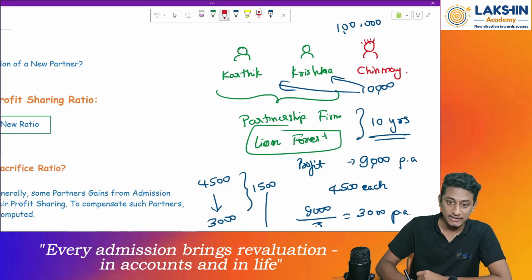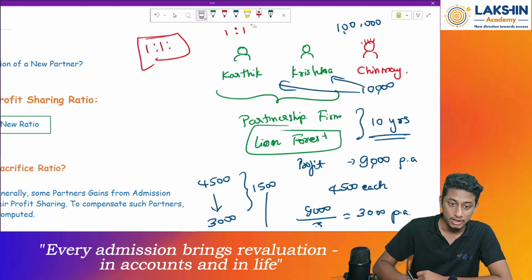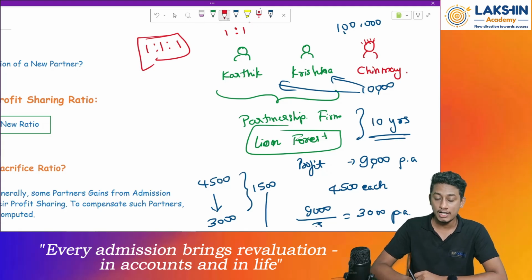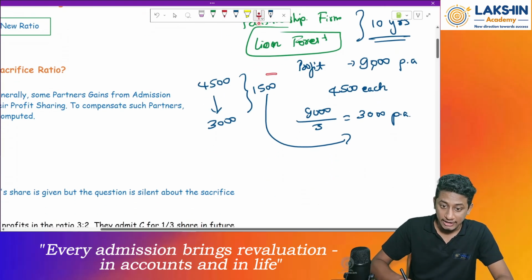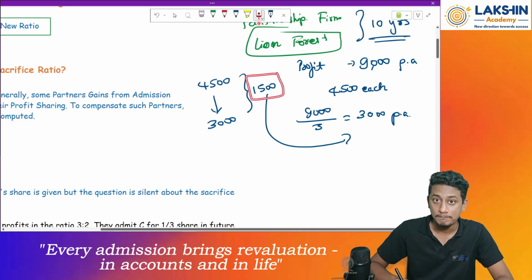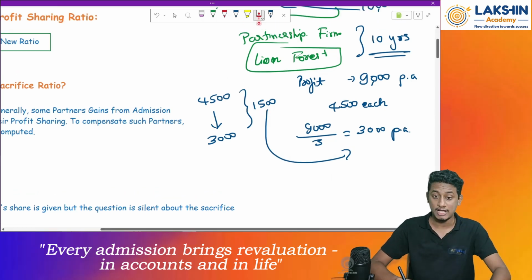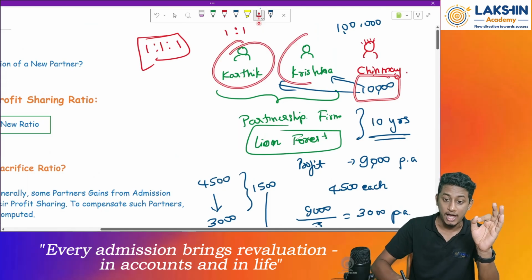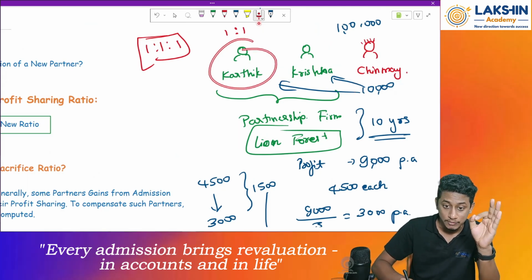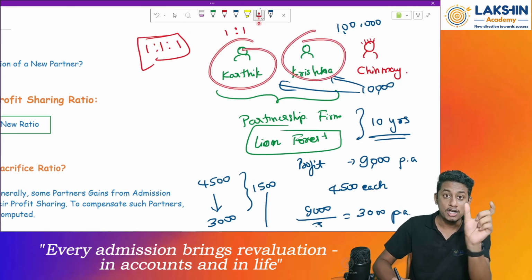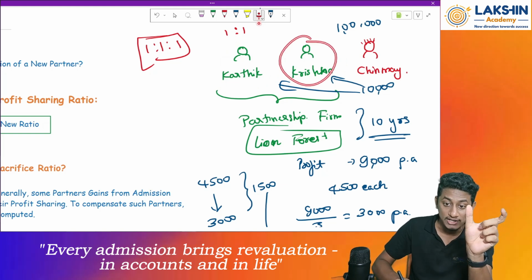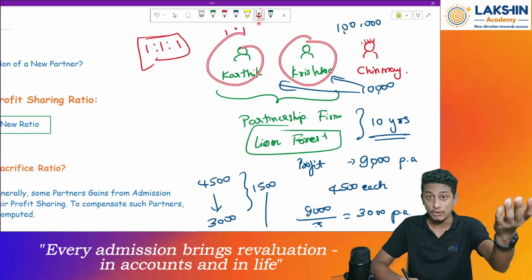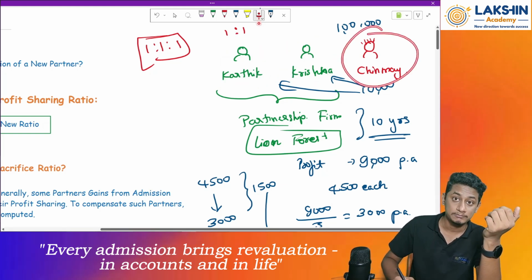If you see, it was 1:1 before, but now it is 1:1:1. This is the new ratio. Karthik and Krishna both are sacrificing 1,500 equally. Let's assume equally. Therefore, this 10,000 rupees should be equally divided between Karthik and Krishna. Why? Because both are equally letting go some portion of their future profits in the name of Chinmay.